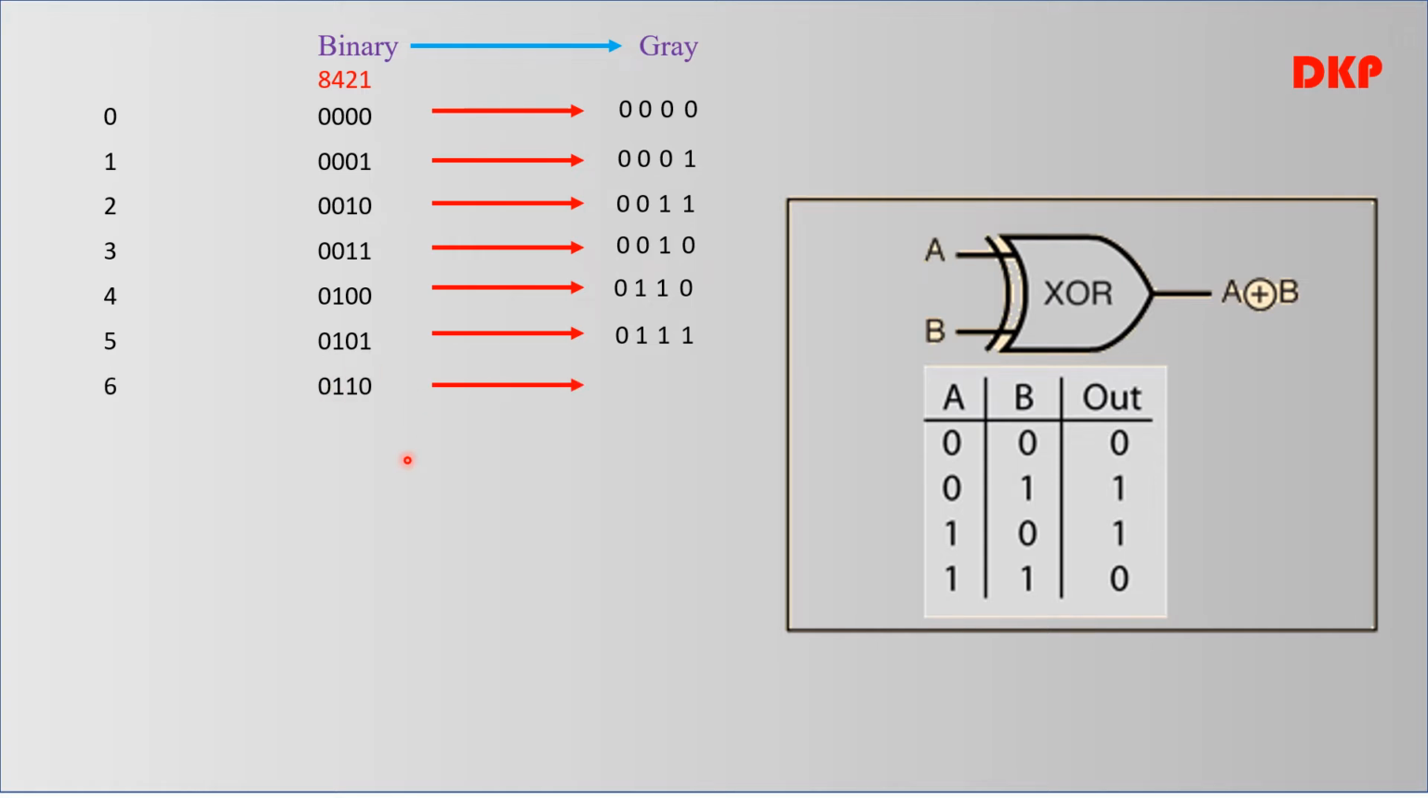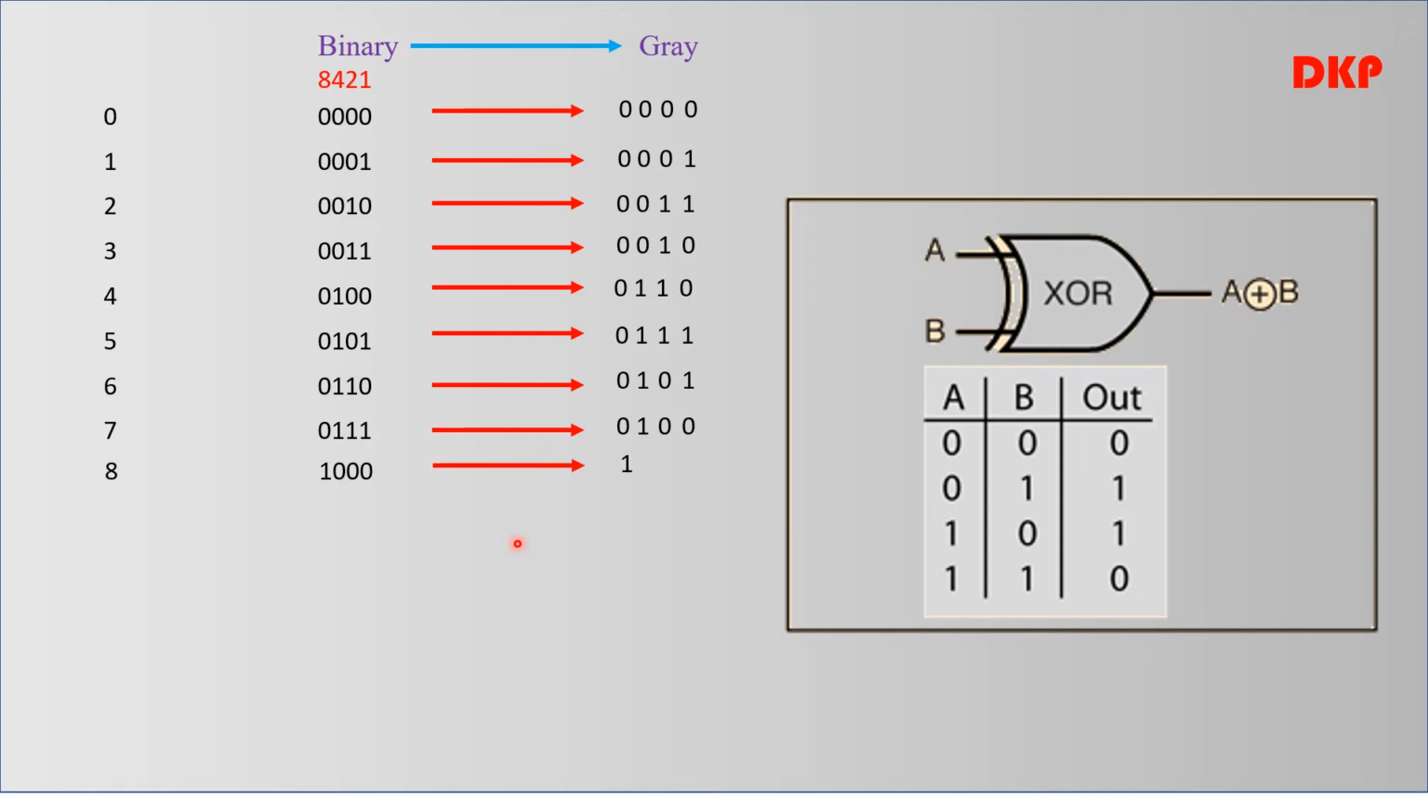For 6, the first bit is written as it is, that is 0, 0 XOR 1 is 1, 1 XOR 1 is 0, 1 XOR 0 is 1. Similarly for 7, the first bit is written as it is, the first bit is 0 here, 0 XOR 1 is 1, 1 XOR 1 is 0, 1 XOR 1 is 0.